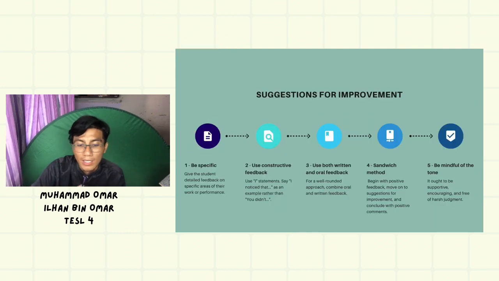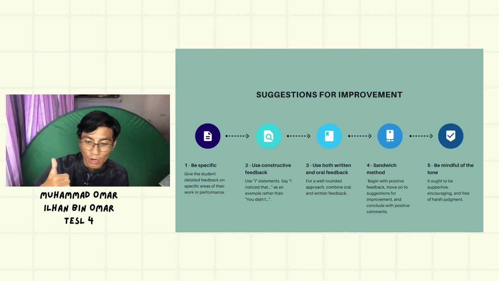Suggestion for improvement. Teacher Matt did well in providing feedback to his students. However, I would like to give some suggestions for improvement in giving feedback. Number 1, be specific. Give the student detailed feedback on specific areas instead of general statements like good job or perfect, and instead identify what worked well or where more work needs to be done. For example, instead of just saying good job, Teacher Matt could say good job or perfect, you did well in this writing, or you did well in completing this task.